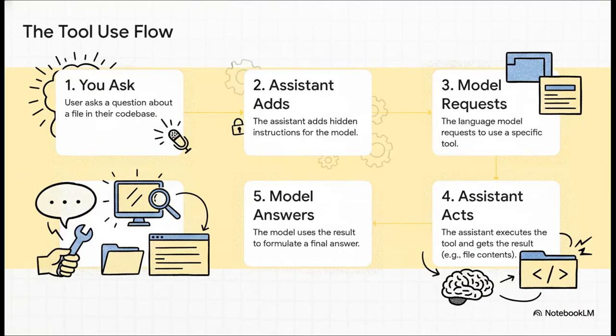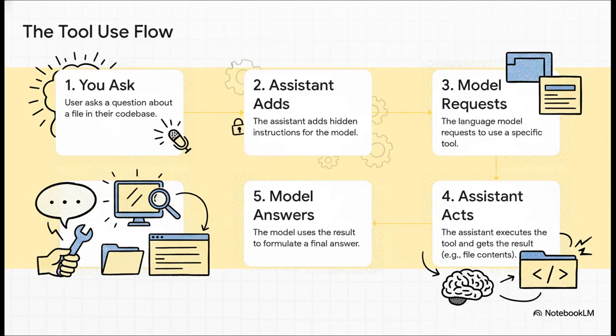Okay, it's basically this little 5-step dance that happens in a split second. Step 1, you ask a simple question. Something like, hey, what's in my main.go file? Step 2, the assistant takes your question and secretly adds some instructions for the AI model, telling it about the tools it has available. Step 3, the model sees this and instead of trying to answer you, it replies with a special command. It says something like, use the read file tool on main.go.